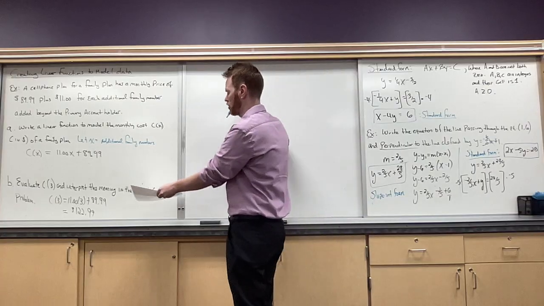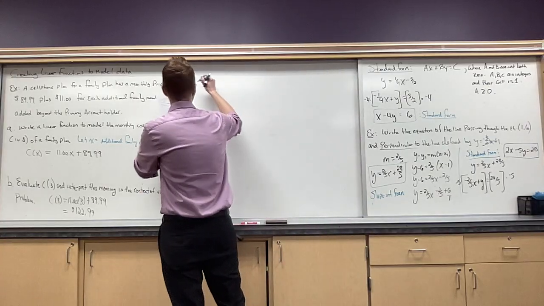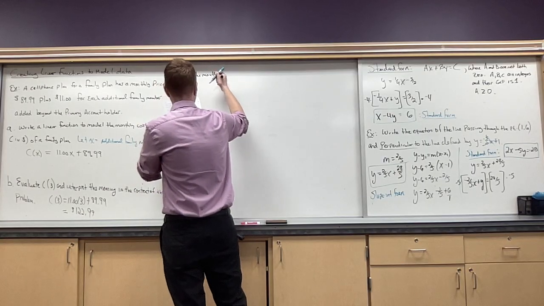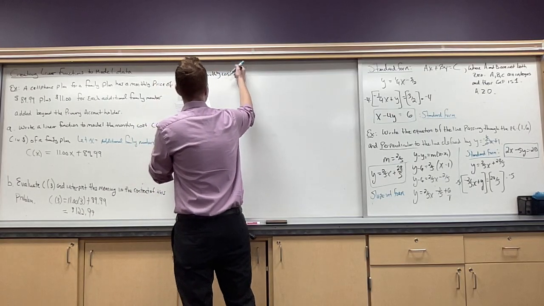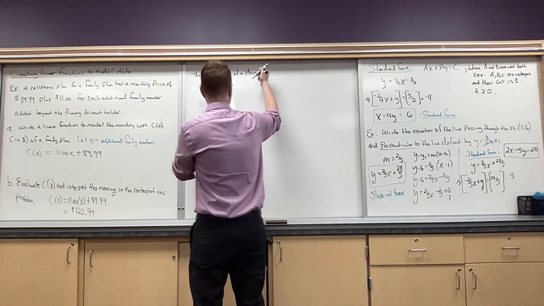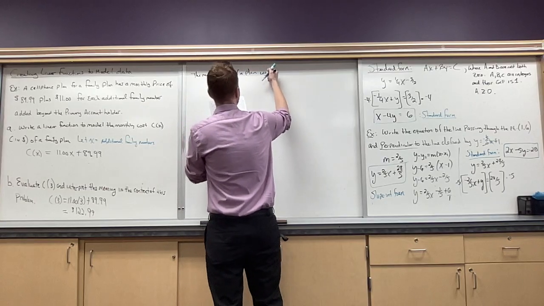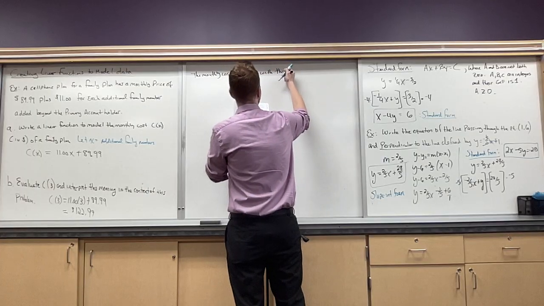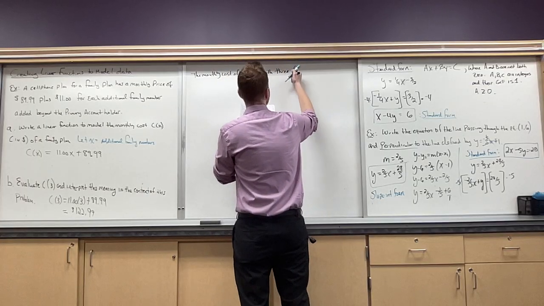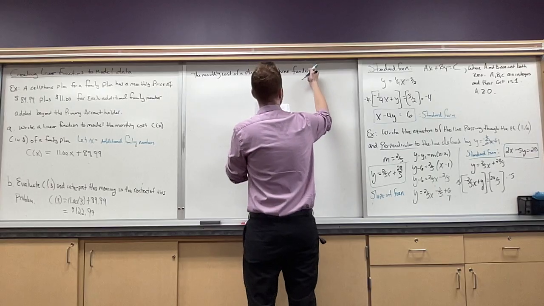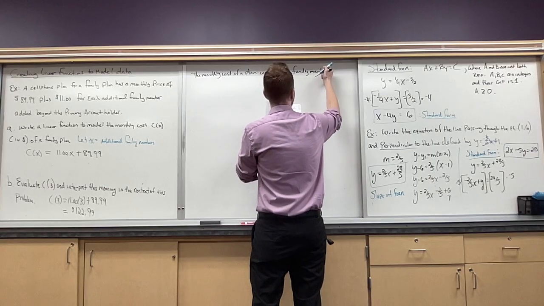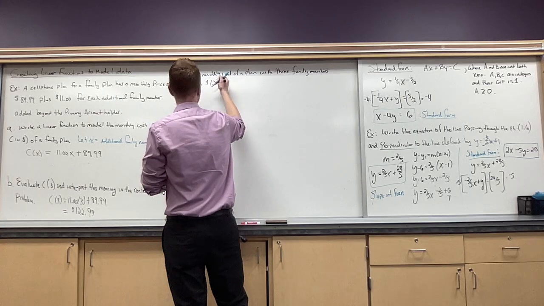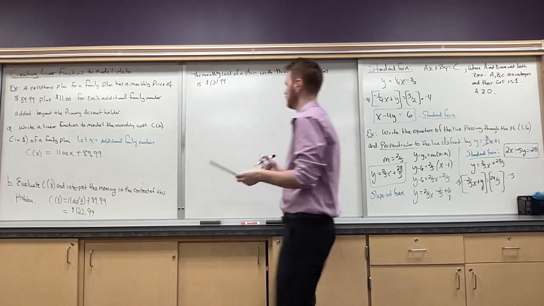So now we're going to interpret the meaning. So let's do that. So this means that the monthly cost of a plan with, how many is it? 3? Yeah, 3 family members is $122.99. Okay.